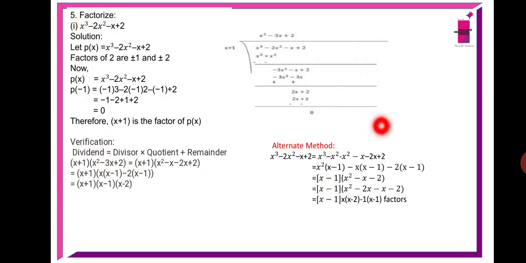So we have an alternate method also. This method follows when x minus 1 is a factor. We can split all the terms, the middle two terms, as there are 4 terms. So then you can check with this alternate method.